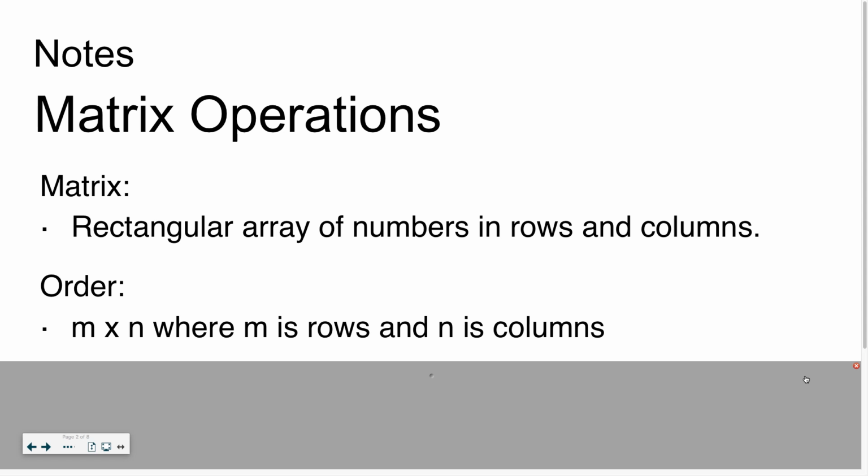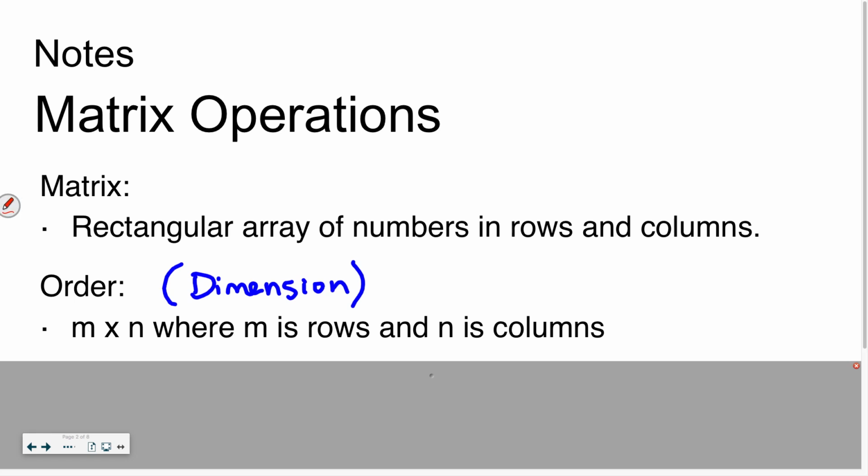Order refers to, I often use another word, the dimensions of the matrix. So order is like the dimension of the matrix. And I have there, it's M by N, so that matrix is read as M by N, where M is rows and N is columns.